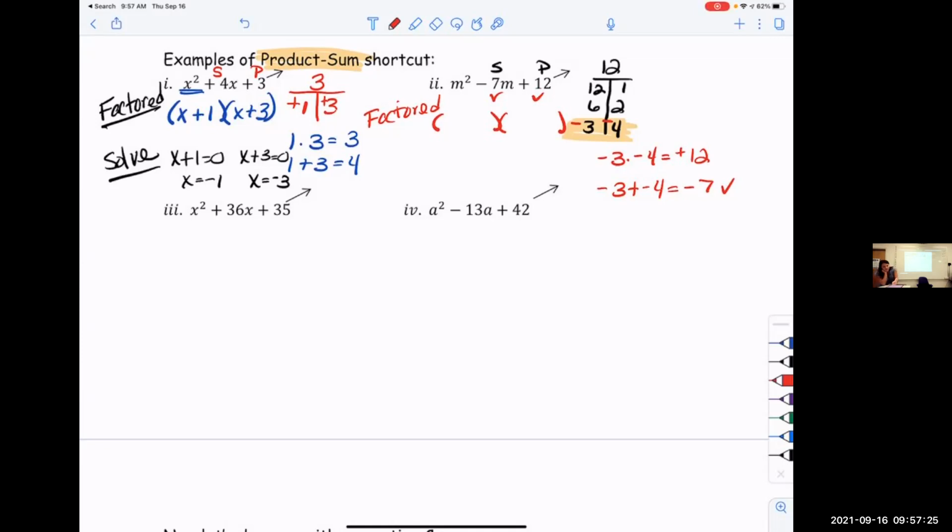So split the M. -3 in one, -4 in the other. All right, what if it asks us to solve? What will the answers be? 3 and 4. Change the signs.